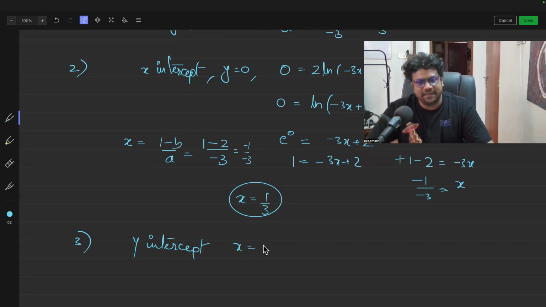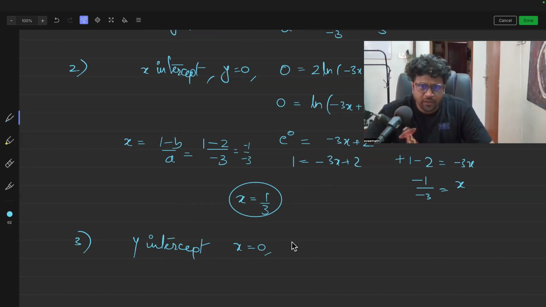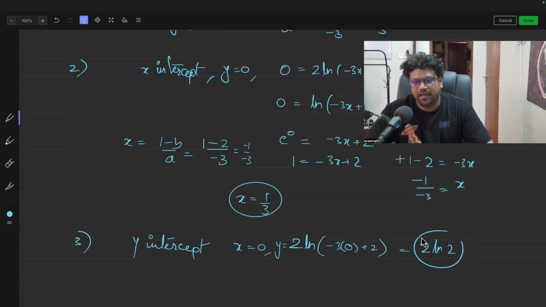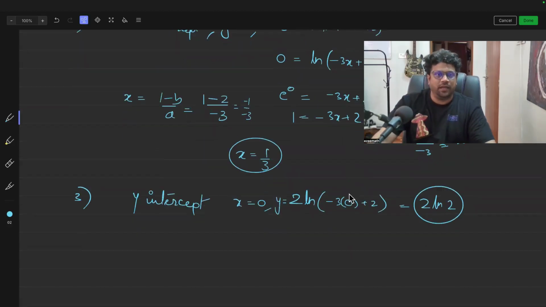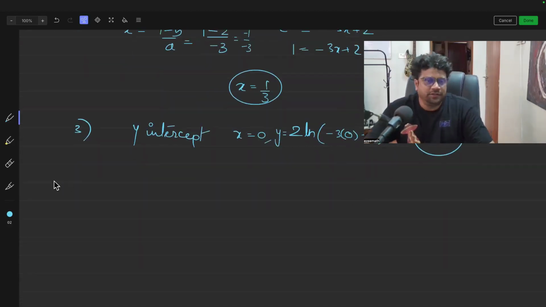Y-intercept is when x is 0. Let's see. 2 ln of negative 3 into 0 plus 2 comes out to be 2 ln 2. There it is, your y-intercept. Okay. Now let's look at the shape of it.